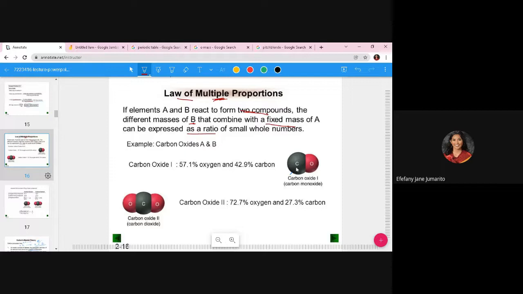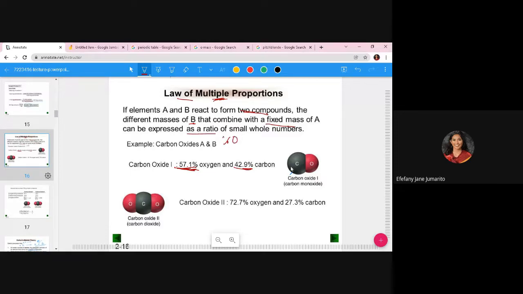Okay, for example, we have carbon monoxide or carbon oxide 1. How many elements are present? Two, ma'am. So we have carbon and oxygen. The percent composition is 57.1% oxygen in carbon oxide, while 42.9% of it is carbon. So no problem with getting the percent, 57.1%.